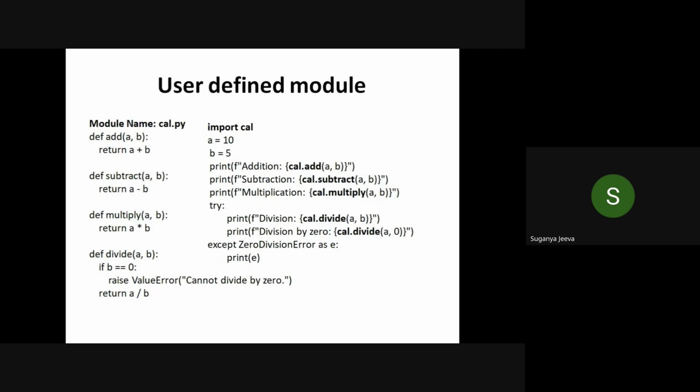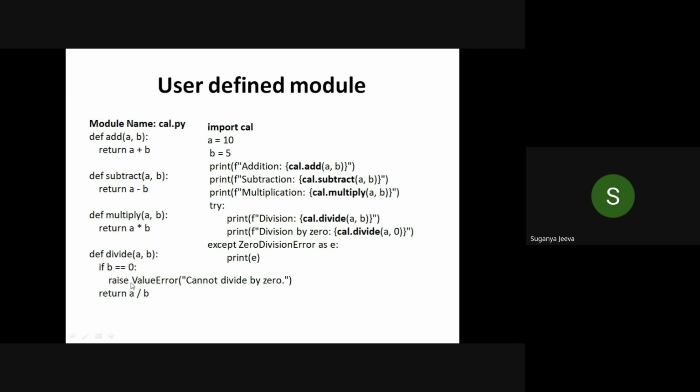So the next one is user defined functions. Here I'm creating a module, a calculator module. I'm using def add of a comma b return a plus b, and def subtract of a comma b return a minus b, and then def multiply of a comma b return a star b, and def divide of a comma b, if b equal to 0, I raise an error here.